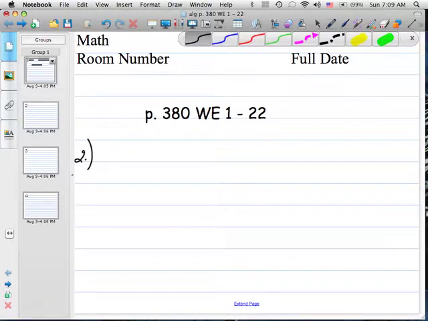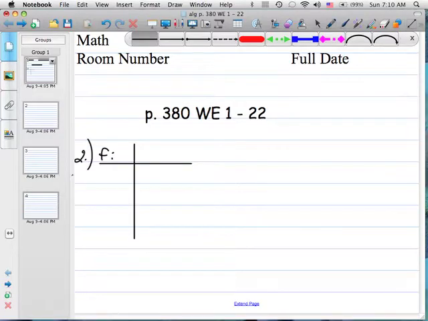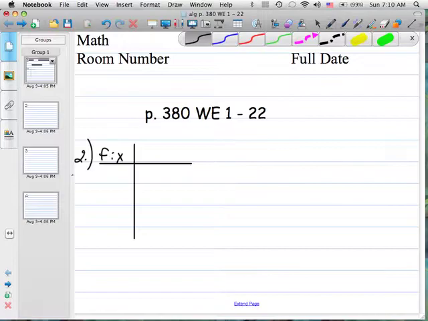So number 2 says f. Let's set it up the way we did on the first example. So we'll just make a function table. So our domain, the values going in for x are 1, 2, and 3.